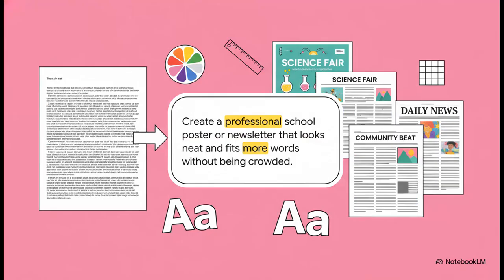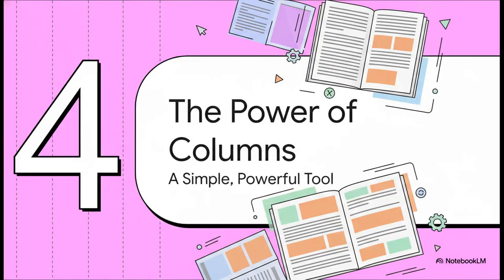So let's switch gears. Let's say you're not writing a long report anymore. This time, you're making something like a school poster or maybe a newsletter for a class. You need it to look clean, professional, and you've got to fit a decent amount of info on there without it looking all cramped. Basically, you want it to look like a real newspaper or magazine. So how do you get that slick, professional, magazine-style layout? Well, the answer is surprisingly simple, but it is so powerful. It all comes down to one feature: columns.